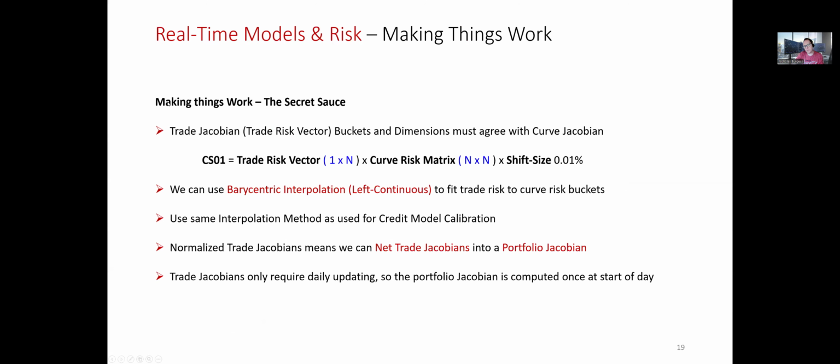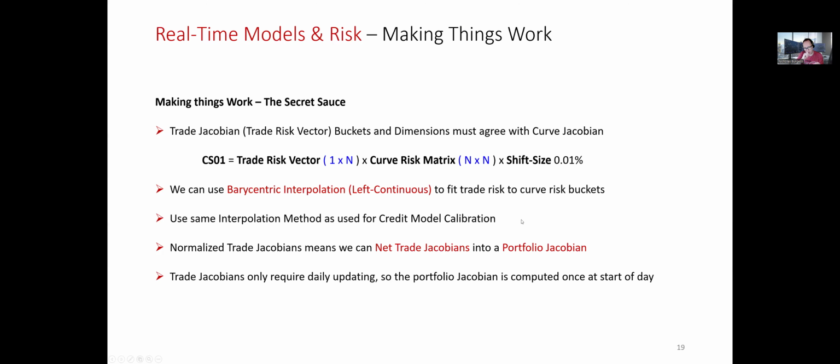So how do we make things work? It is quite tricky to put all the components together, and here's some of the secret sauce. So the trade Jacobian, or the trade risk vector buckets and dimensions, must agree with the curve Jacobian. So for CS01 you'd have a trade risk vector with dimensions 1 times n, where n is the number of calibration instruments. You multiply that by the curve risk matrix, which is n by n, times the shift size. Now we can use barycentric interpolation, in this case left continuous, to fit the trade risk to the curve risk buckets. So we must use the same interpolation method, left continuous, as we used for the credit model calibration.